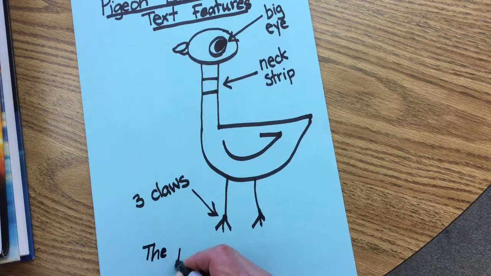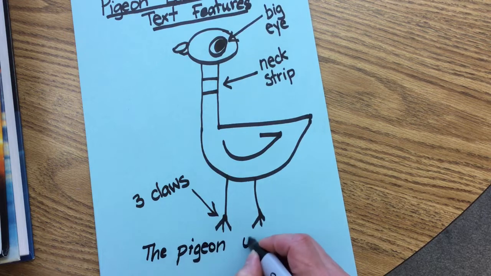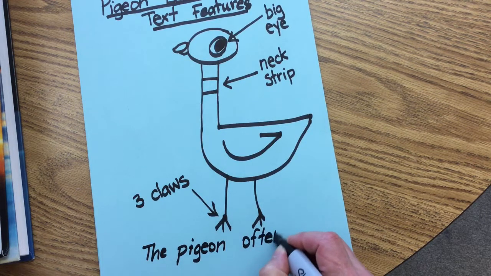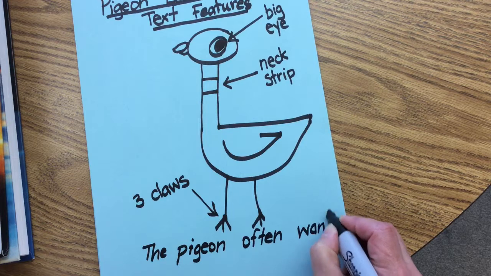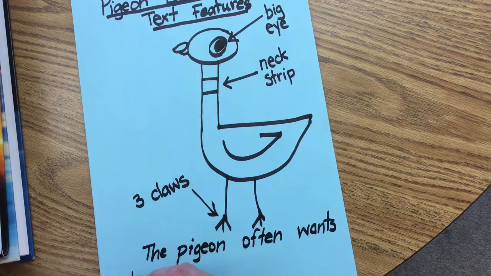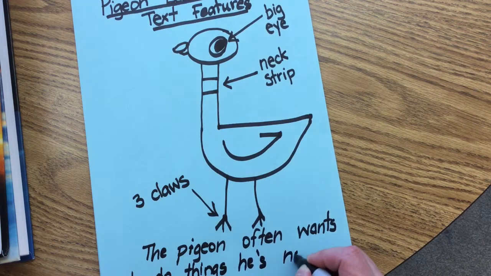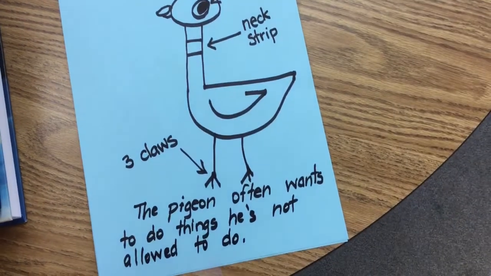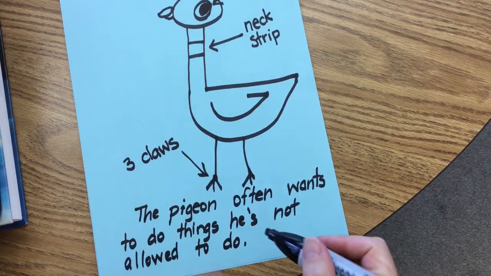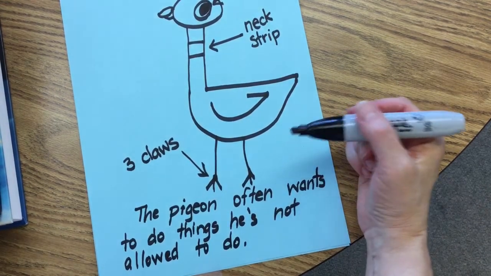And we're going to say, the pigeon often wants to do things he's not allowed to do. Can you see the whole thing? There we go. There's a caption, and a caption often goes at the bottom, but it doesn't have to.